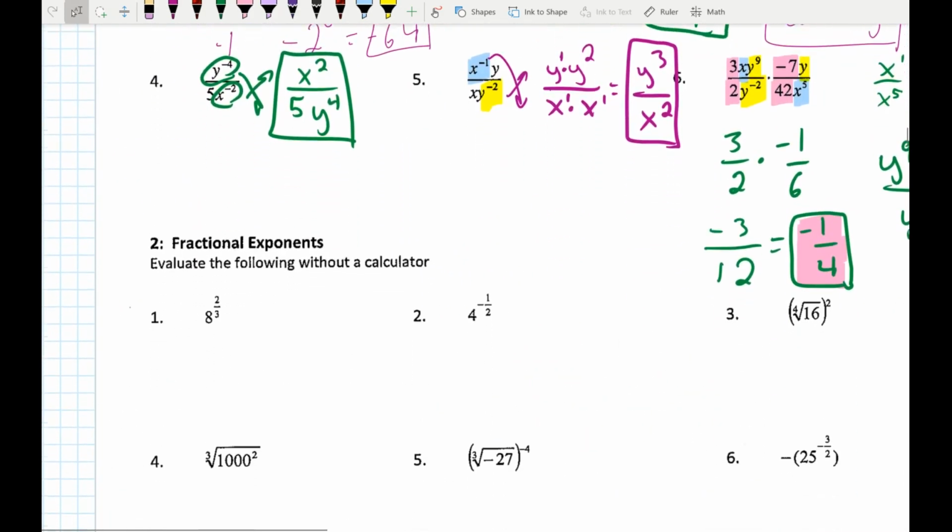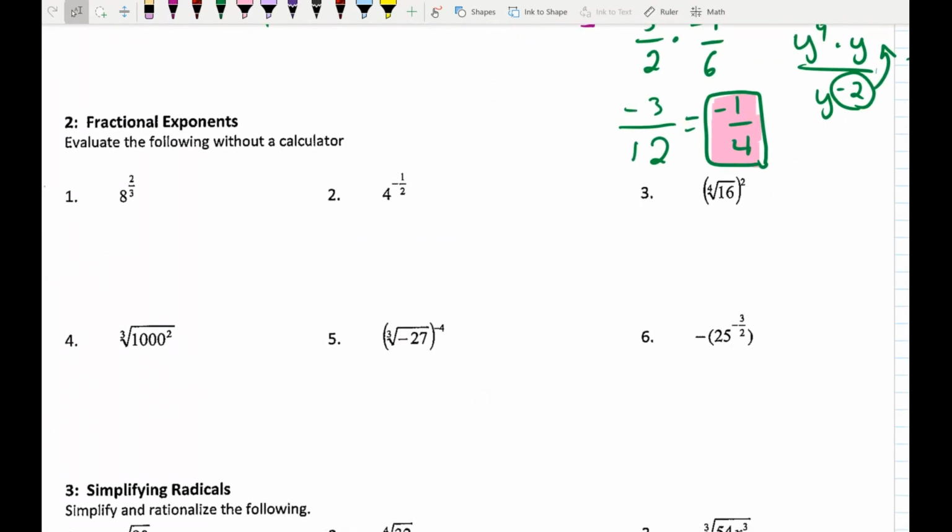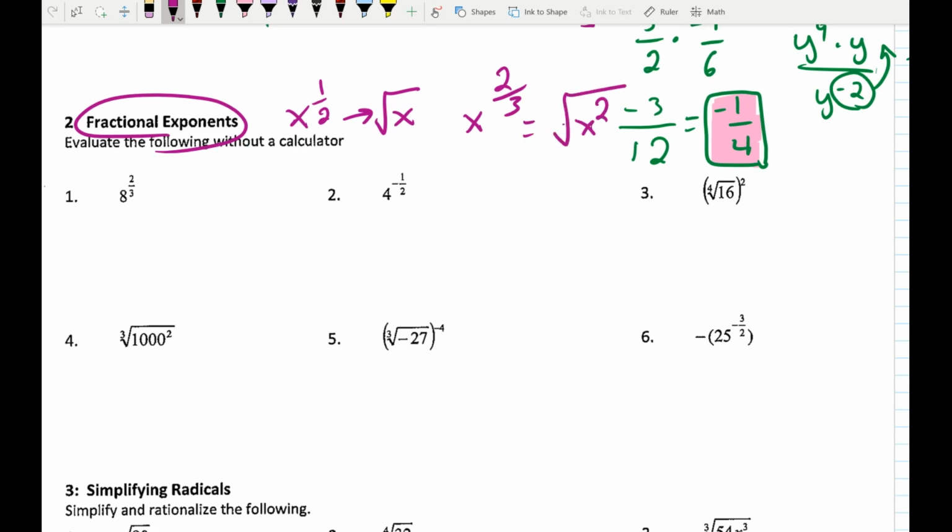If we talk about fractional exponents, this is sometimes the most scary thing to people because they forget that this is something they've done before. So what we're going to do is first talk about the fact that fractional exponents, x to the 1/2, is like writing the square root of x. And x to the 2/3 would be the number on top stays an exponent, and the number on bottom tells us what the index of a root would be.